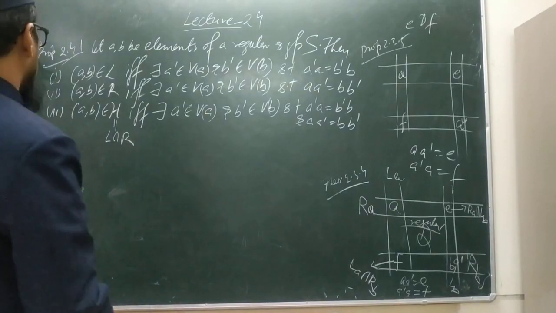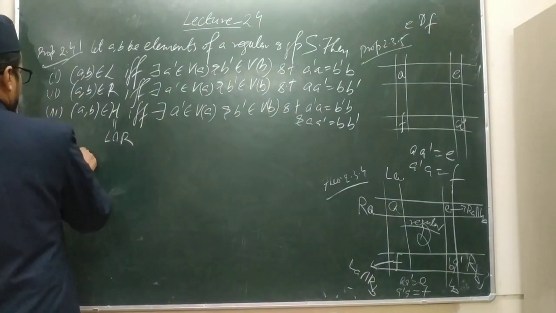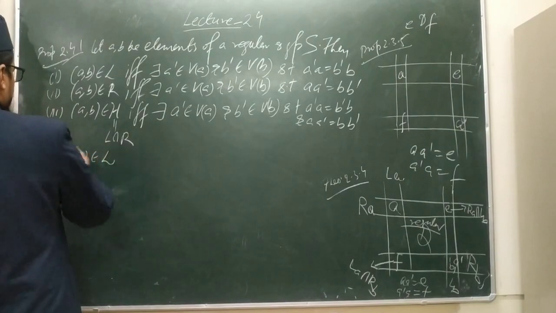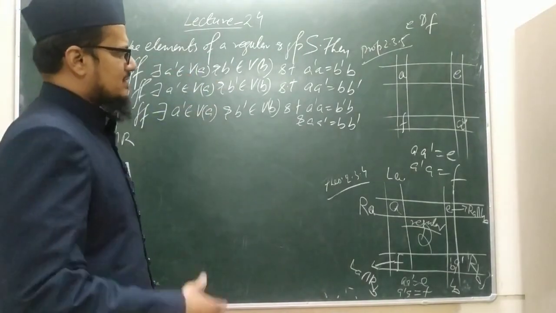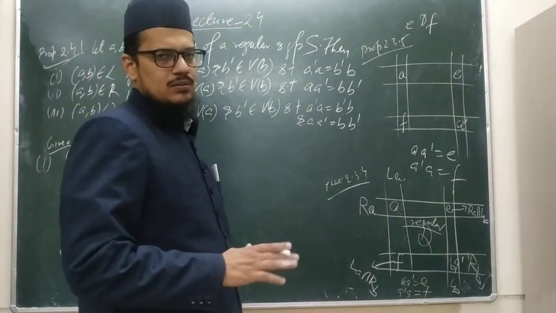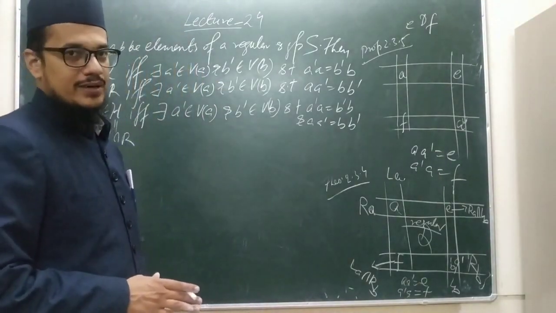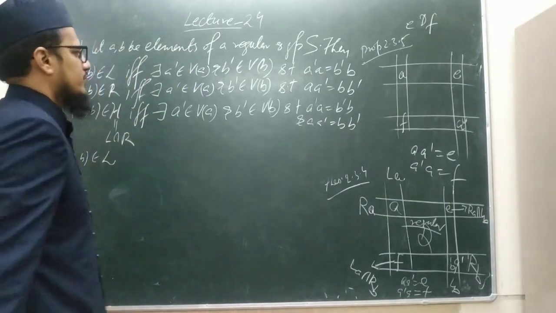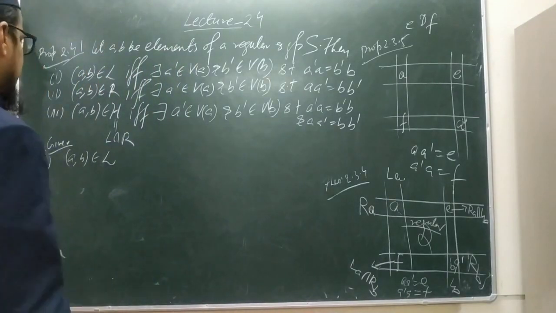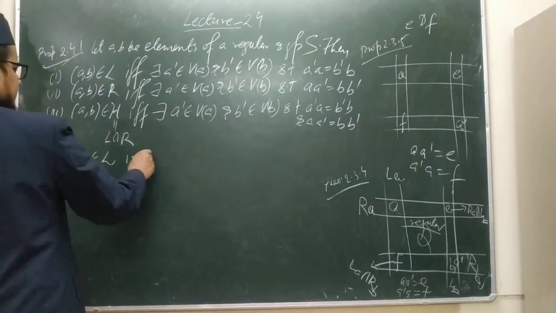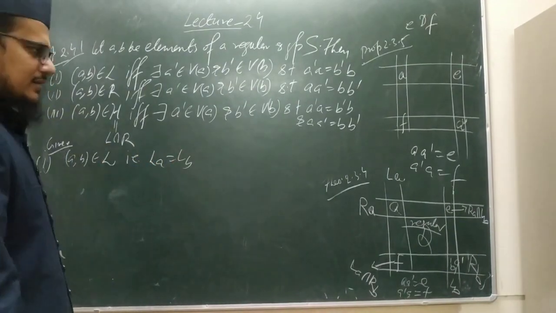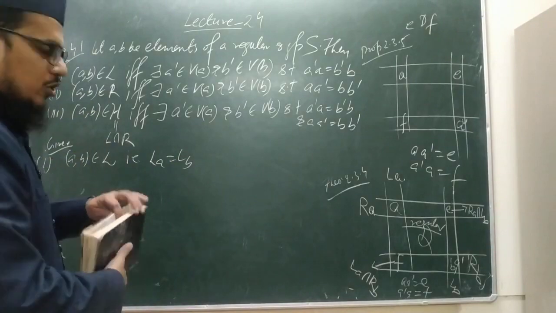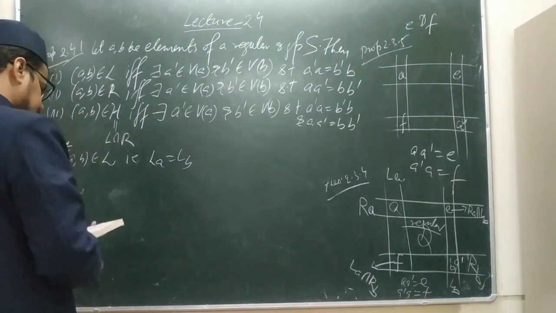See the first part. A comma B belongs to L. It is given, because the converse part is trivial. That is, when A'A is equal to B'B, it's simple, isn't it? Why it's simple, we will discuss later. First, try to understand this. It means LA is equal to LB, because A and B are related to each other. So try to draw the egg box picture.